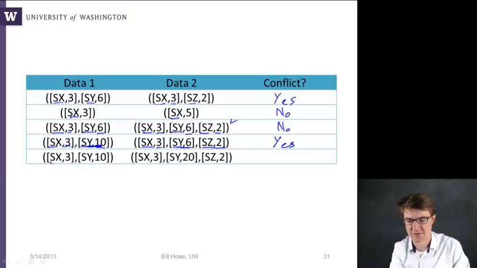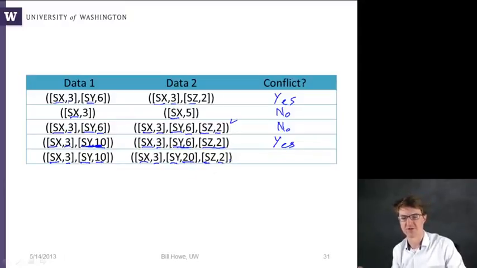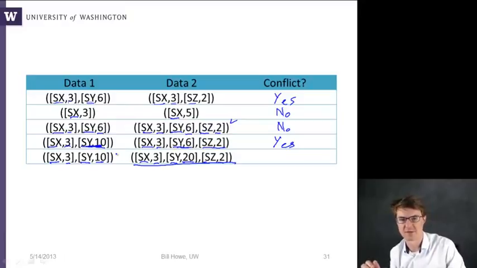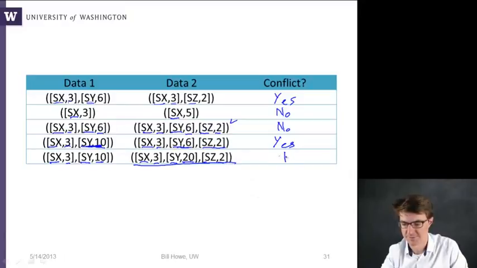And then similarly here, SX and timestamp 3 and SX and timestamp 3. Well, here we have SY, and SY10 is the same as the last one. But here, instead of 6, it's 20. And so it's later than this 10. And then further, we have a change at SZ. And so is there a conflict here? Well, no, because this one is strictly later than that one is. On all the servers that they share, it has later timestamps. So it strictly subsumes it. And so no, there is no conflict.